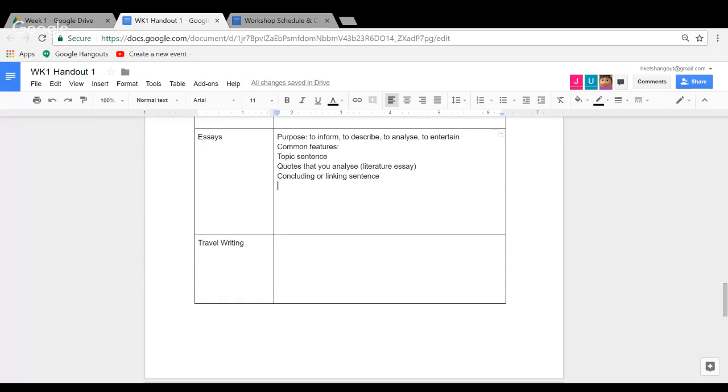What about the main bit? So you have the topic sentence, blob, concluding sentence. What goes in the middle? Exactly, your analysis, which is the main point that you are making. How do you make a main point? How do you come up with a main point?